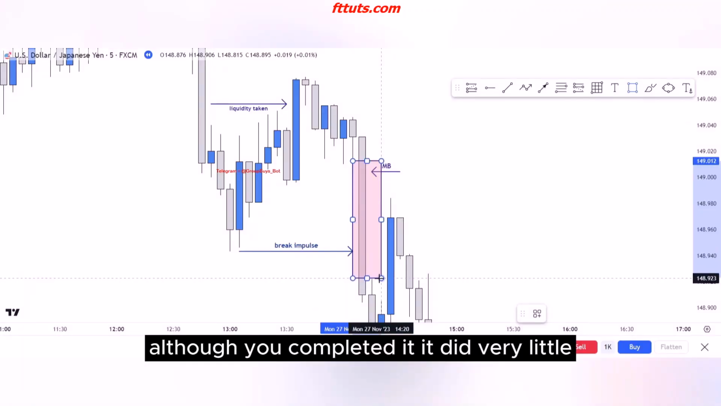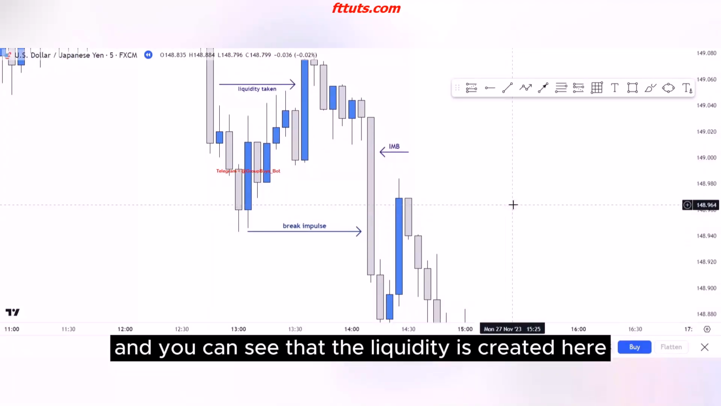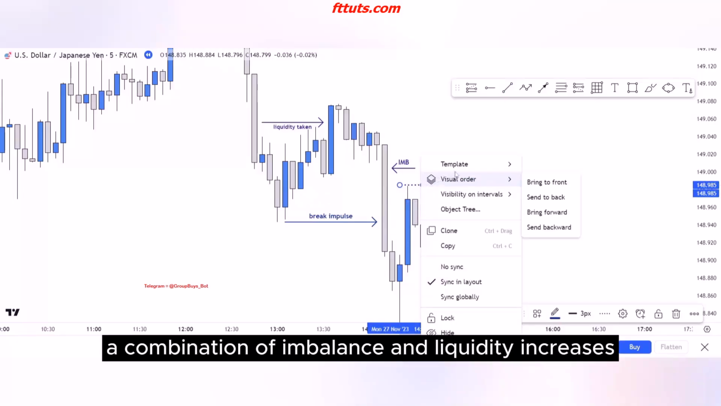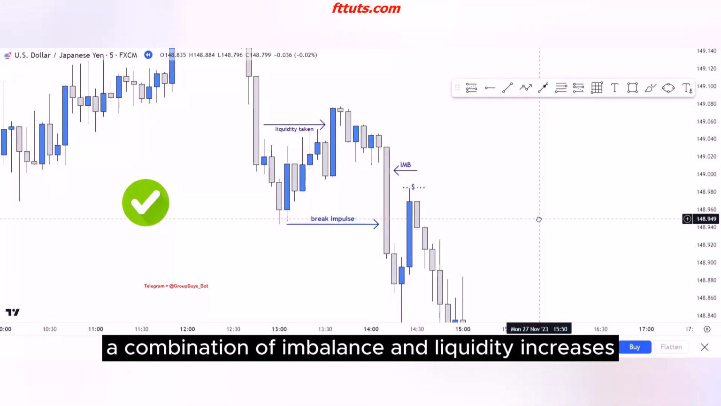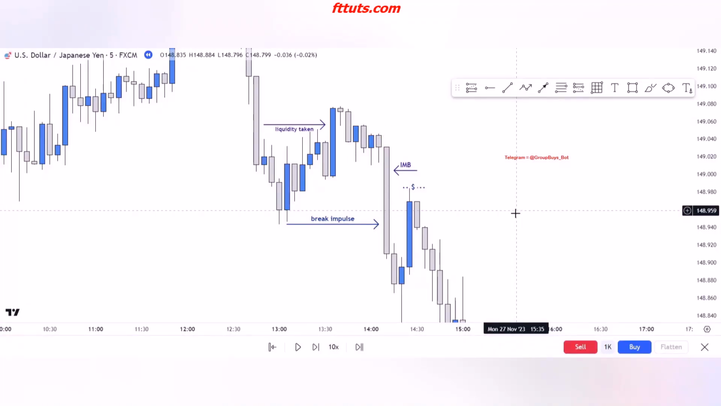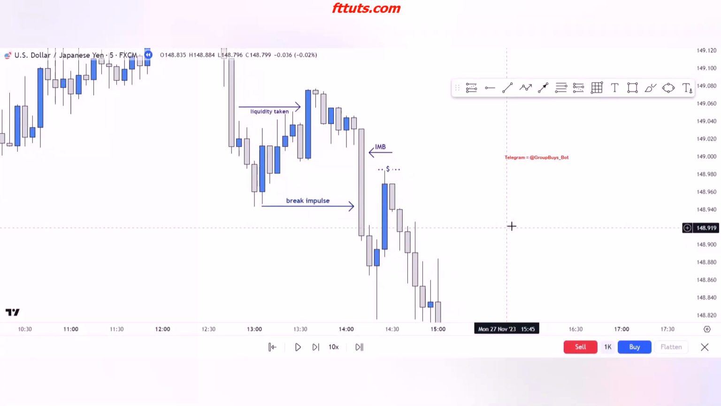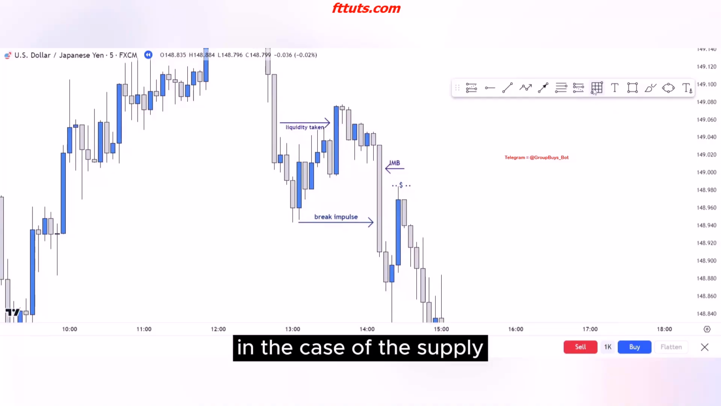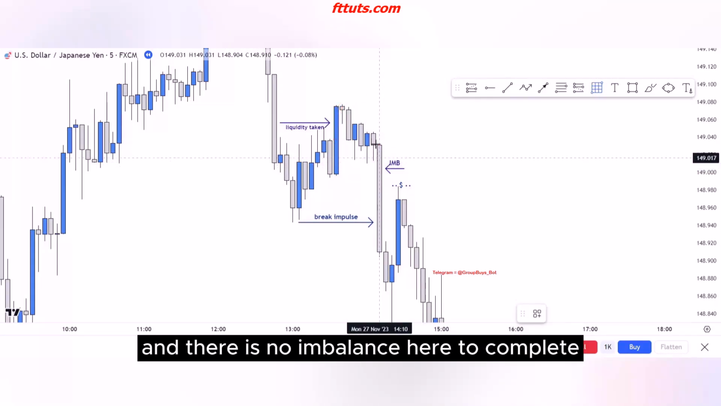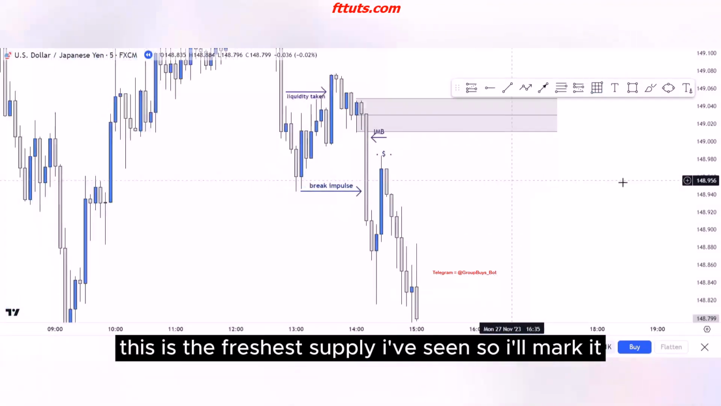Although it completed it, it did very little, not the whole thing. And you can see that the liquidity is created here. A combination of imbalance and liquidity increases the probability that they will return to this area. In the case of the supply, I see that everything has been completed and there is no imbalance here to complete. This is the freshest supply I've seen, so I'll mark it.